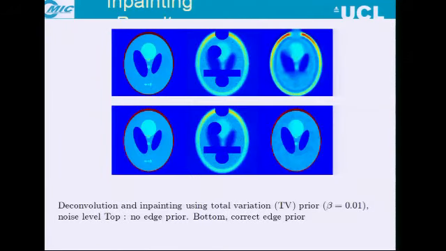If we apply the same thing to in-painting, that means we have missing data here. Now the isotropic prior just isotropically blurs in the regions without any knowledge of the edges. But if we have knowledge of the edges, we can blur within the regions and fill in these missing gaps.